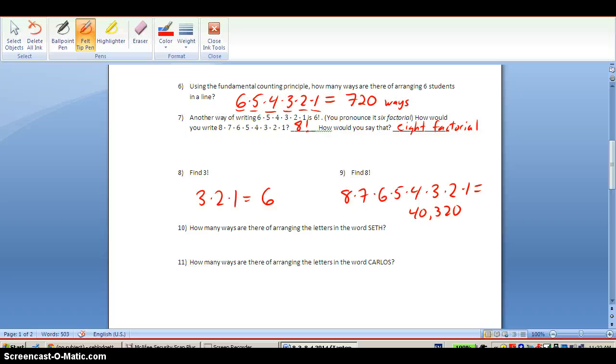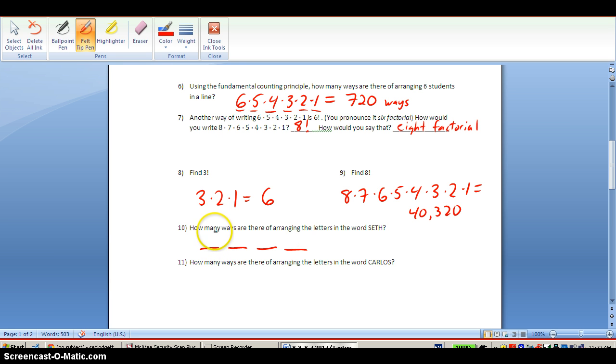All right, so we're going to use the same principle for arranging letters in a word. So I'm going to use one of the best words that's out there, the name Seth. And we're going to figure out how many different ways there are of arranging those 4 letters. So again, there's 4 letters, so I'm going to have 4 of these spaces. So I've got 4 choices to make.